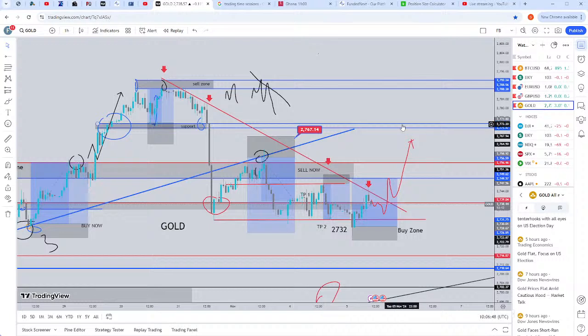The zone can be the support areas, and then the demand areas, and the supply areas. What are the supply areas? The supply areas have to do with the sell zone, and the demand areas have to do with the buy zones, or the support zone. So supply and demand simply means resistance and support, or the buy and the sell.